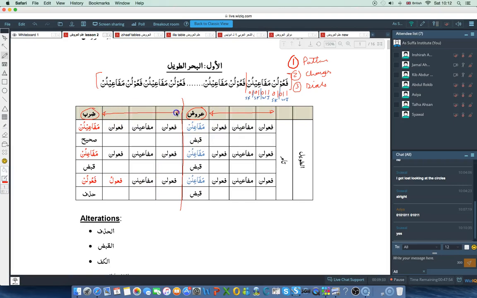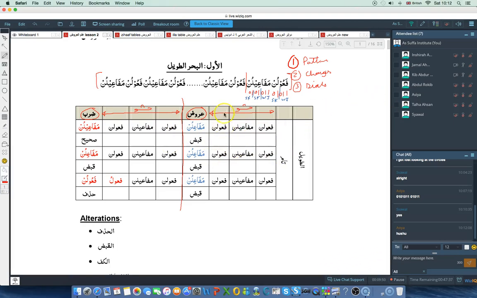Anything besides the darb and the arood is called the hashu. Excellent, mashallah. Shabash, very good. That's the hashu. Hashu simply means extra, the sides. So these are the sides.